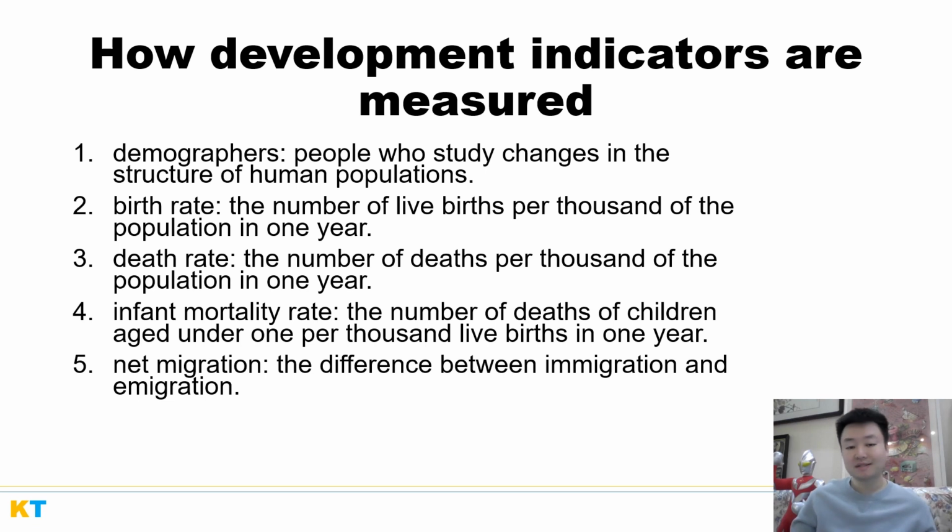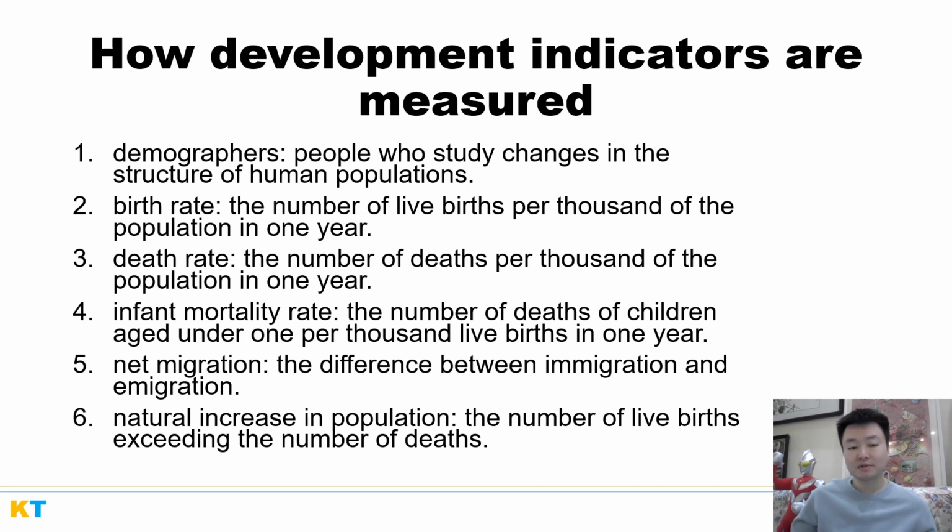Net migration is the difference between immigration, which is people coming into the country, and emigration, which is people exiting the country. And you can remember that because in starts with I and exit starts with E. So the natural decrease or increase in population is the difference between the number of live births and the number of deaths. If the number of live births exceeds the number of deaths, then there's a natural increase in population. If the number of live births are under the number of deaths, then there's a natural decrease in population.